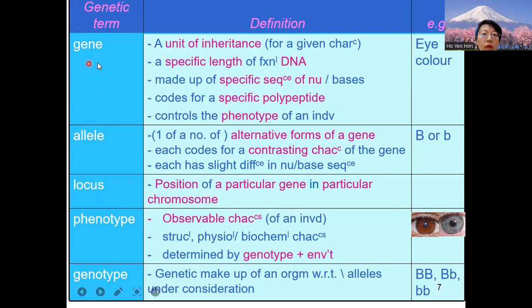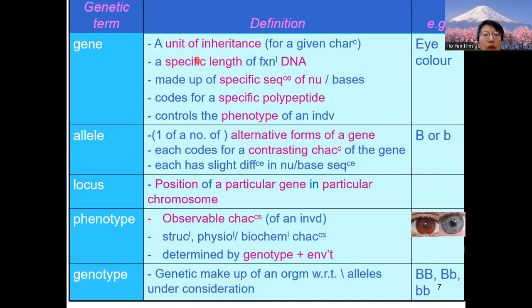So let's recap again. What is a gene? A gene is a unit of inheritance. That means one gene codes for one polypeptide. We inherit the whole gene from our parents, and that gene will code for the same polypeptide. So it's a unit because we inherit the entire gene as a whole unit.